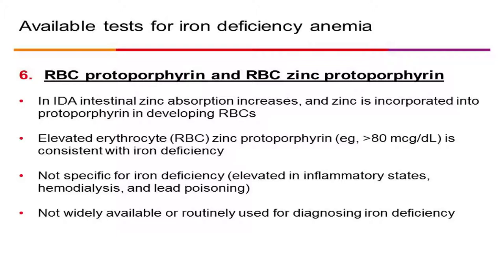Again, these other tests are also not available: RBC protoporphyrin, RBC zinc. As you know, in iron deficiency anemia, there would be an increase in the absorption of zinc and increased incorporation into the protoporphyrin. So it is increased in iron deficiency anemia, whereas in anemia of chronic inflammation, it is decreased.